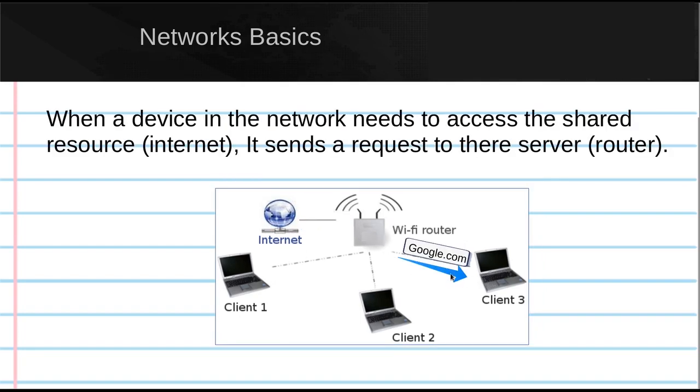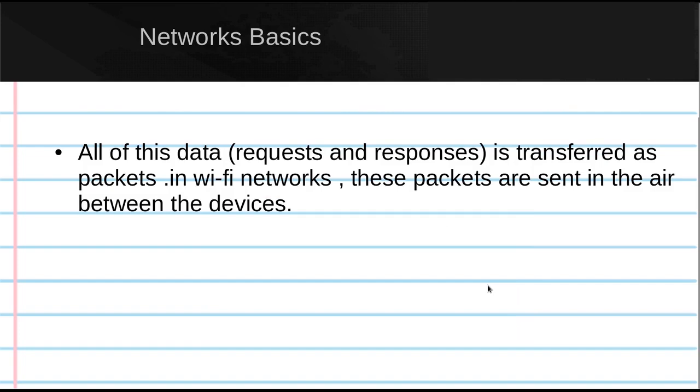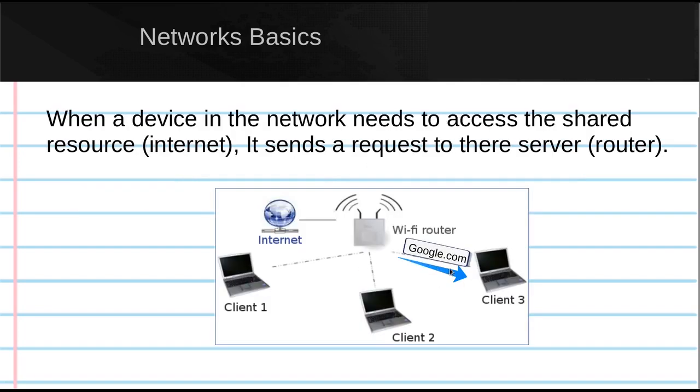So client number 3 does not have direct access to the internet. It has to go through the router, and the router is gonna bring the request and send the response back to client number 3. Now all of this data, requests and responses, are transferred through packets. So you can imagine all these arrows are a number of packets being sent between the clients and the router.